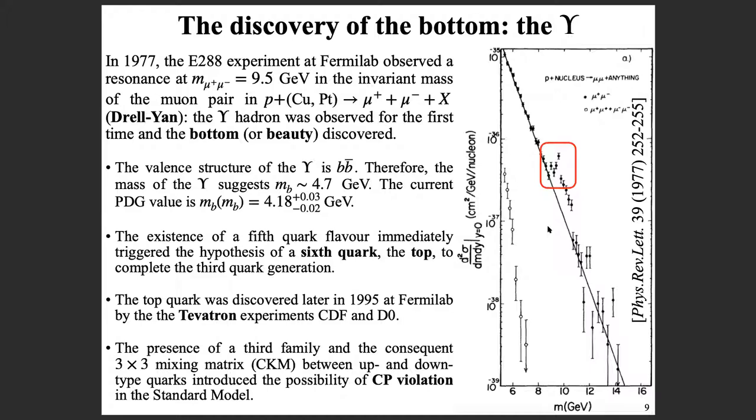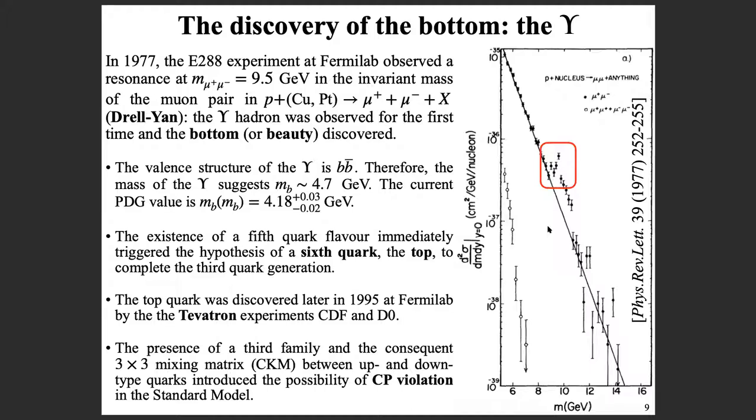The presence of the top quark and of a third family of quarks was also very important because it allowed for the introduction of the so-called CKM matrix, which is fundamentally different from the Cabibbo matrix that only mixed the first two families. Now we have a 3x3 matrix that mixes up and down type quarks. And if you go and check, a 3x3 matrix also implies the possibility of CP violation. So having a third family also introduced the possibility of CP violation in the standard model.